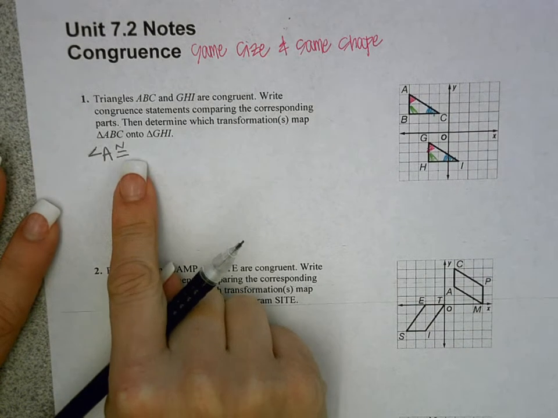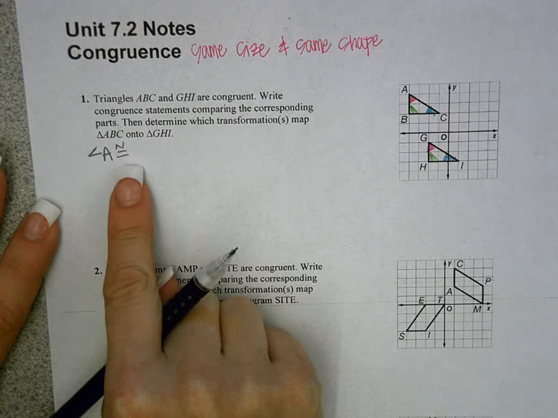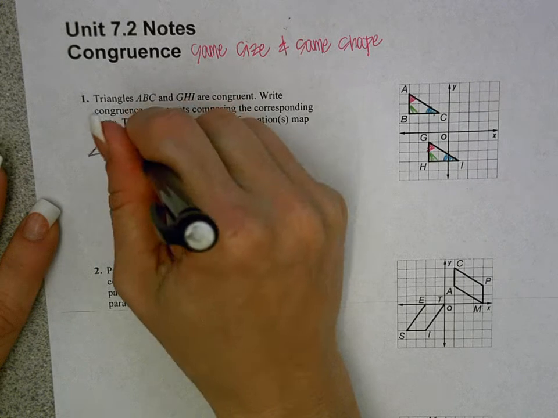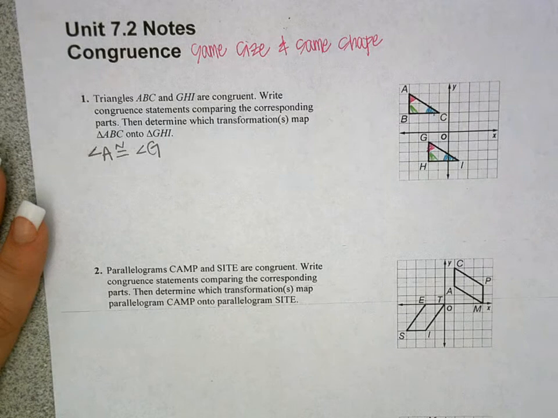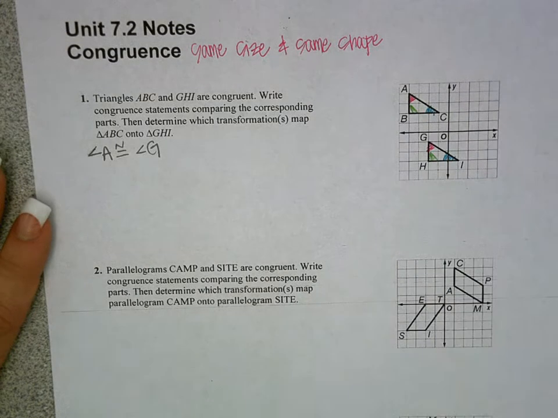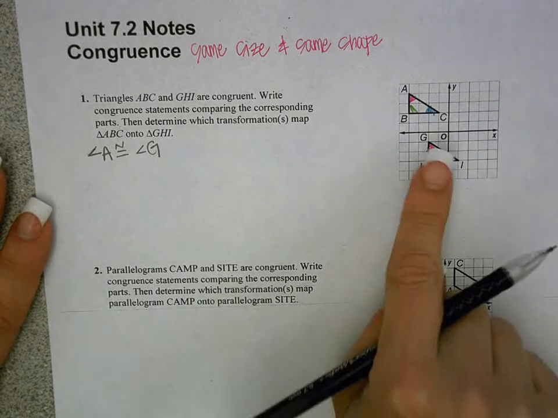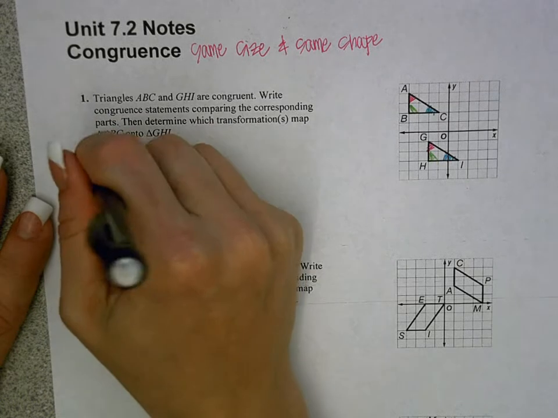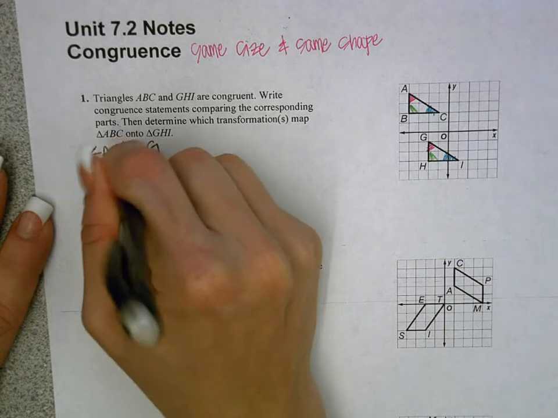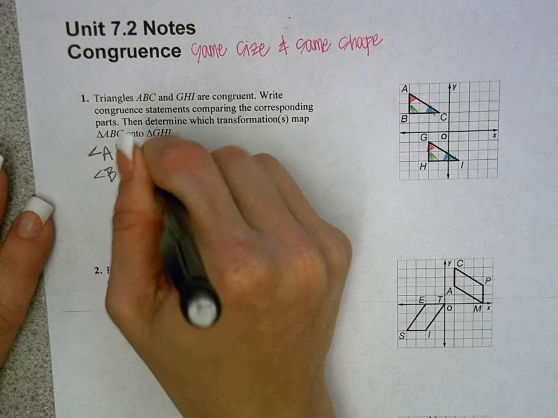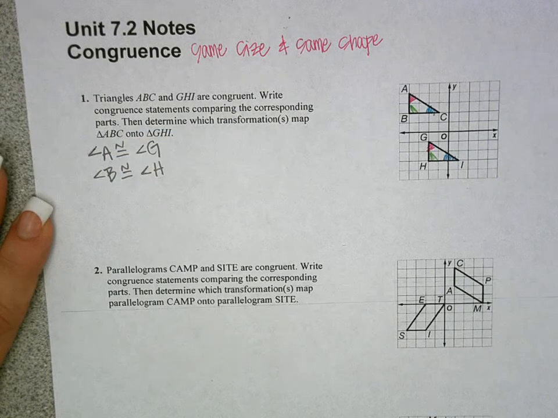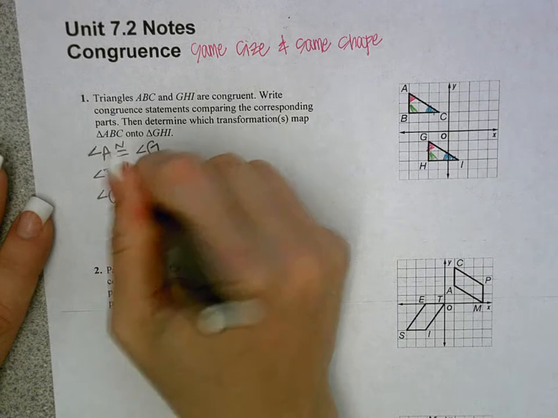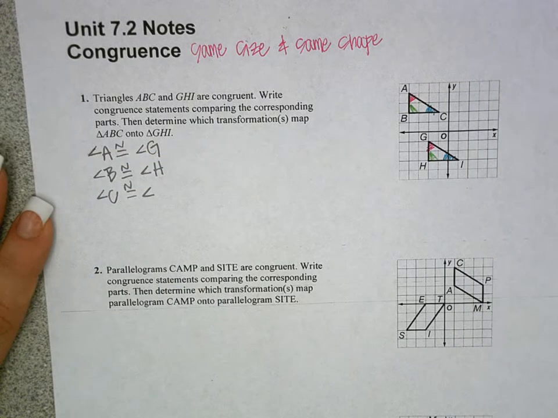It's not equal, but it's congruent. A is congruent to which one? Angle G. And you have to write a statement just like that for all of the corners. So angle A is congruent to angle G. Which other ones are congruent? Angle B is congruent to angle H. And then the last one, angle C, is congruent to which angle?